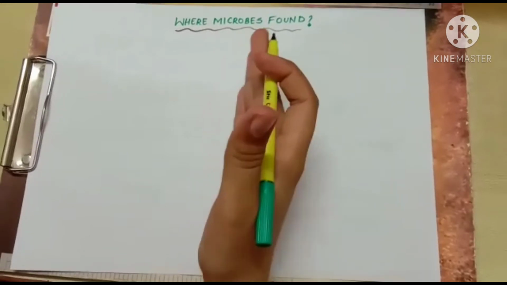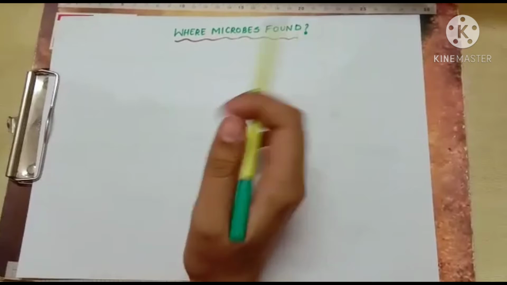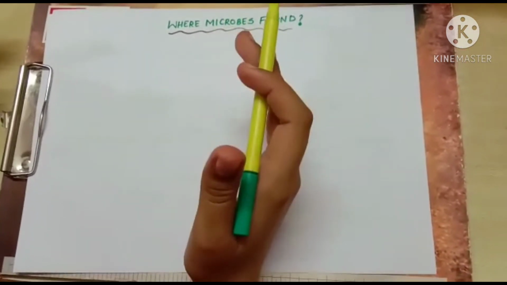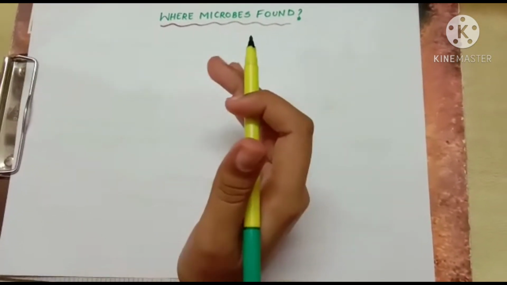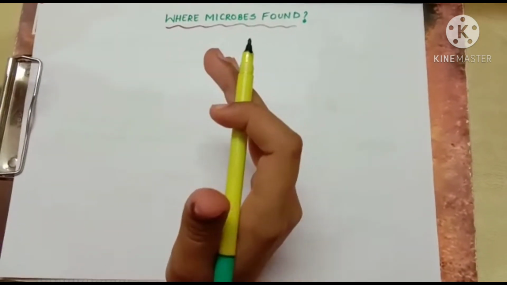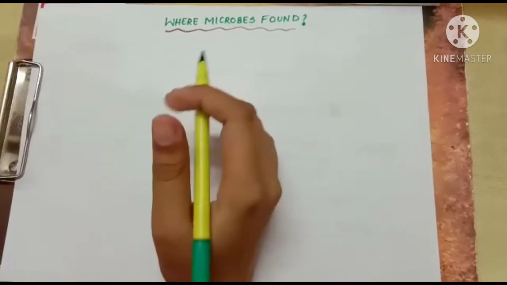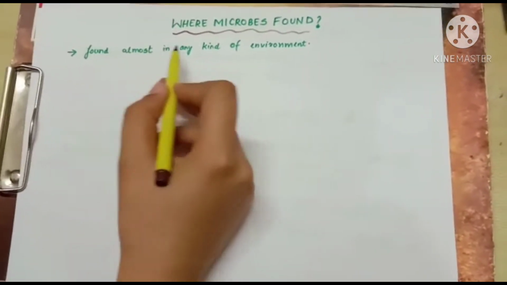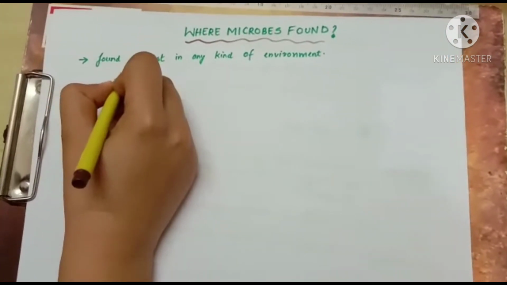So moving on to the next topic, where microbes are found. Basically, microbes are cosmopolitan. Cosmopolitan means they are found almost everywhere, and they can be present in the hottest deserts, and they can be present there in the polar icy regions. They can be everywhere. That's why we term them as cosmopolitan. So they are found almost in any kind of environment, but I will write some of the examples.